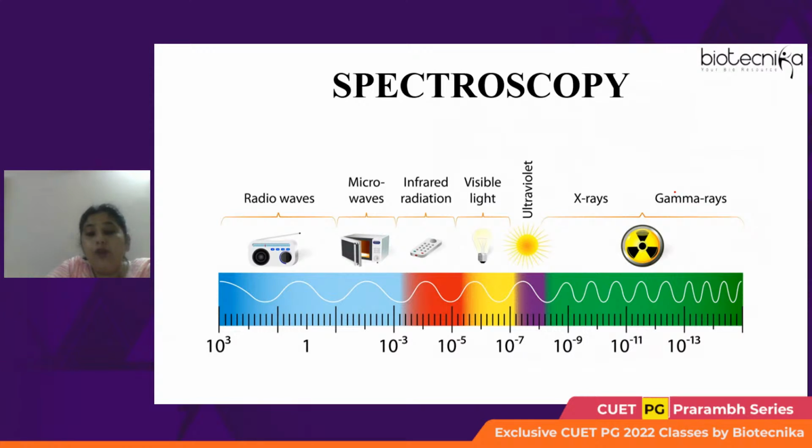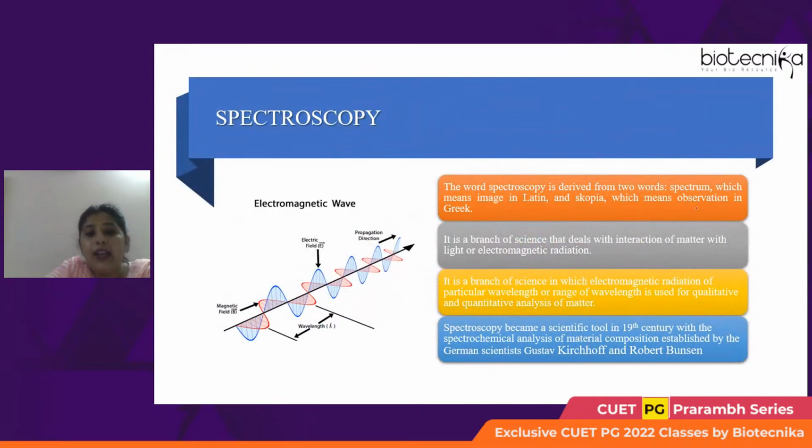Now let me quickly move on to spectroscopy. So this is another part of the session. I will not take much time. So let's quickly understand what is spectroscopy. Again, we have to understand the meaning of spectroscopy here. Spectroscopy is actually derived from two words: spectrum, which means image in Latin, and scopia, which means observation in Greek.